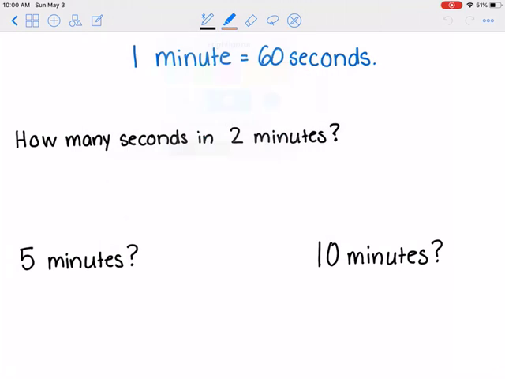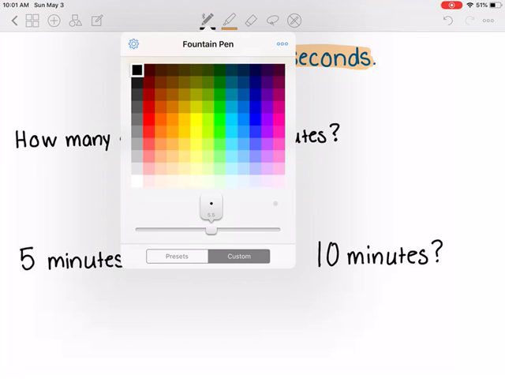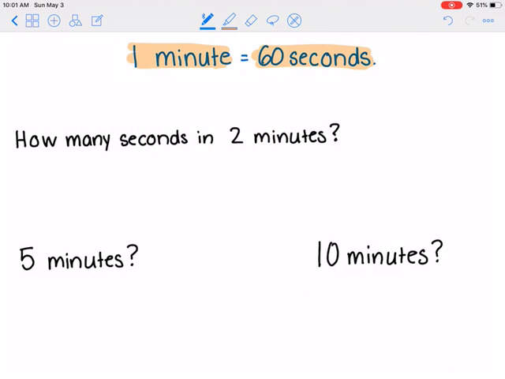So let's get started. Up at the top, it says 1 minute equals 60 seconds. For every minute that goes by, 60 seconds goes by. They are equivalent. Let's look at what it's asking us to do. How many seconds are in 2 minutes? Now we have to do a little bit of converting. I know 1 minute and 60 seconds really means 1 times 60. So for every 1 minute, you have to multiply by 60.